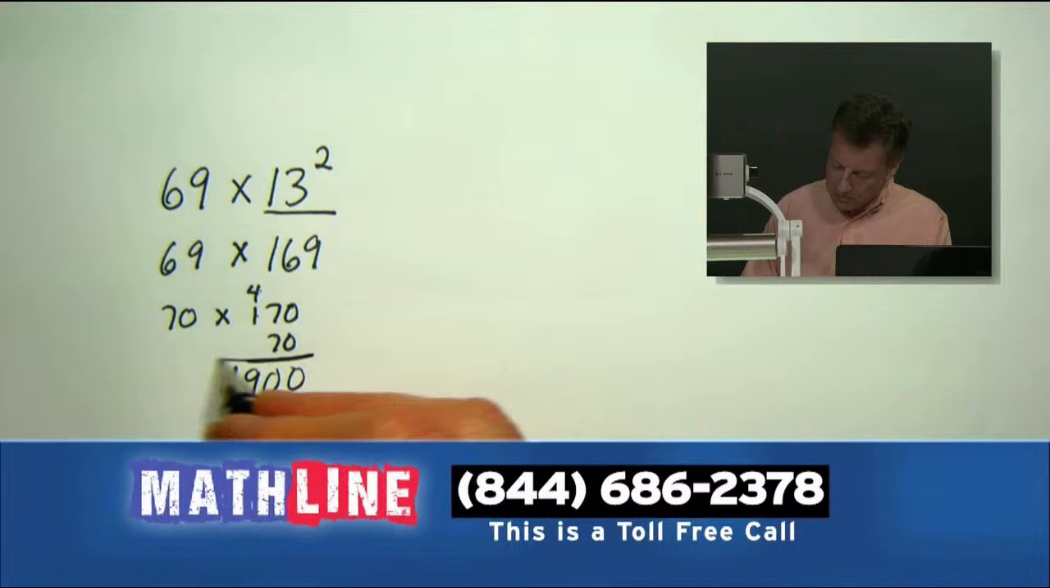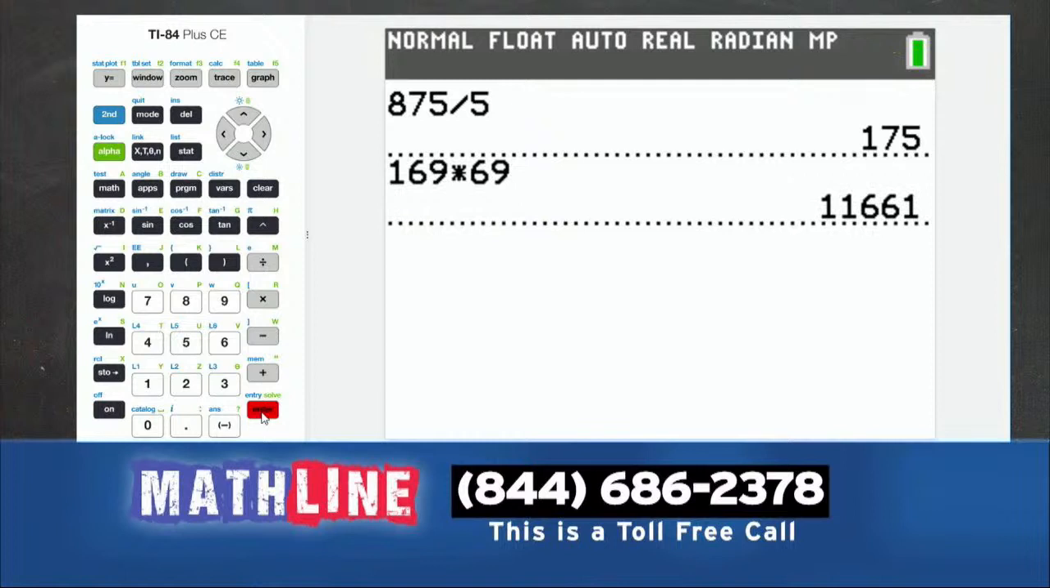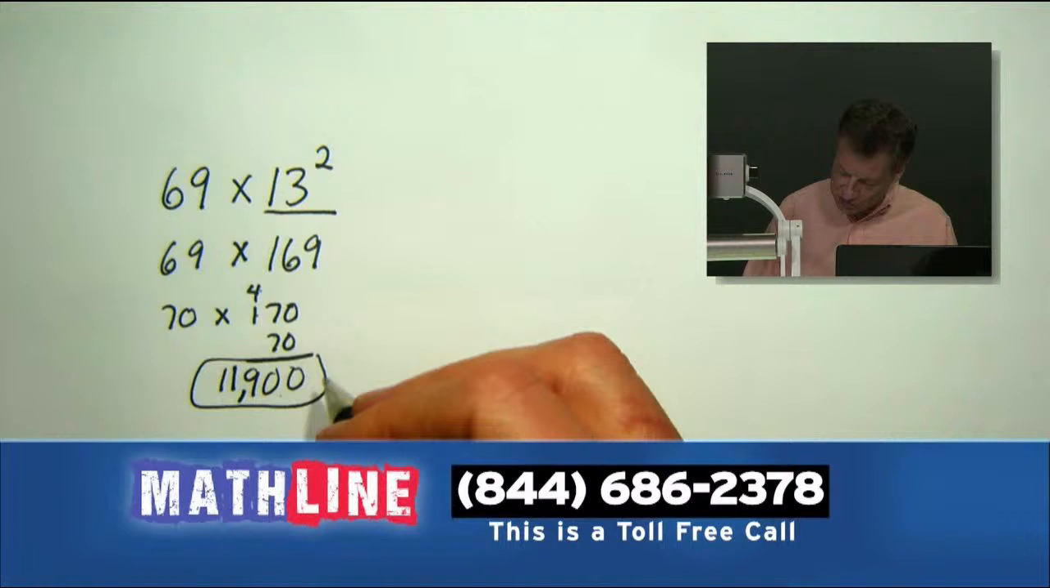Now, I'm going to do what an Algebra 1 student or anyone doing these problems in high school would be doing. They'd go straight to the calculator, and let's see what we get with 169 times 69. And how close to our ballpark are we? We're very close. Obviously, we bumped it up a little bit in both cases.